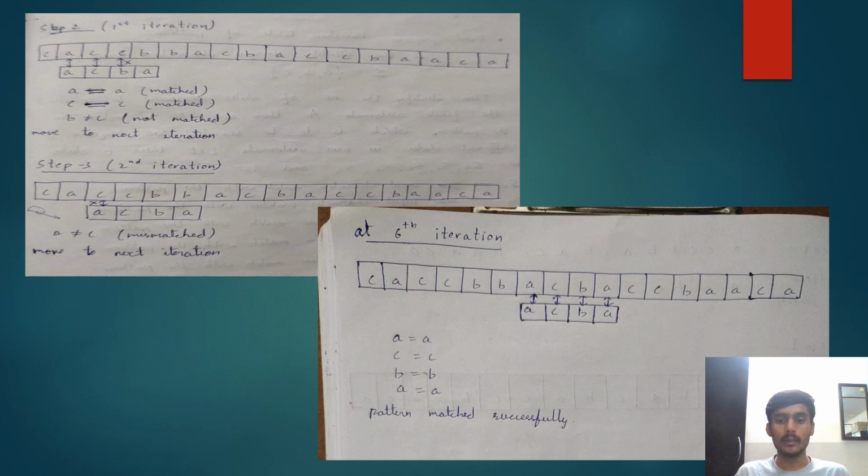At the sixth iteration, A matches with A, C matches with C, B matches with B, and A matches with A. Now the pattern is matched successfully. This is a brute force example.